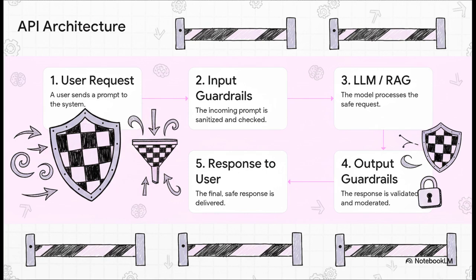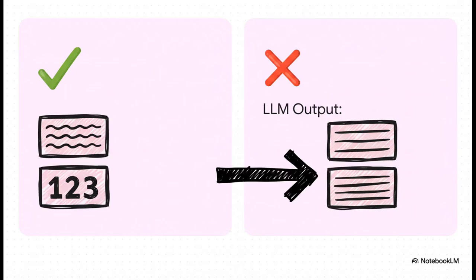And if we zoom out a little, you can see that guardrails aren't just for outputs. A really robust system checks the inputs too. It'll sanitize user prompts to stop things like prompt injection attacks. Then the request goes to the model. The output gets put through that validation layer we just talked about, and only then is the final safe response delivered to the user.